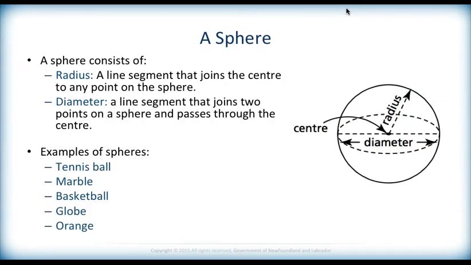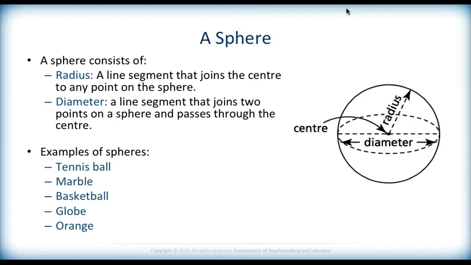A sphere consists of two components. First, the radius. The radius is a line segment that joins the center to any point on the sphere. The diameter is a line segment that joins 2 points on a sphere and passes through the center. The radius and diameter of a sphere are very similar to the two-dimensional circle. The radius will extend from the center to one side of the sphere, while the diameter crosses through the center and passes through both sides of your sphere.